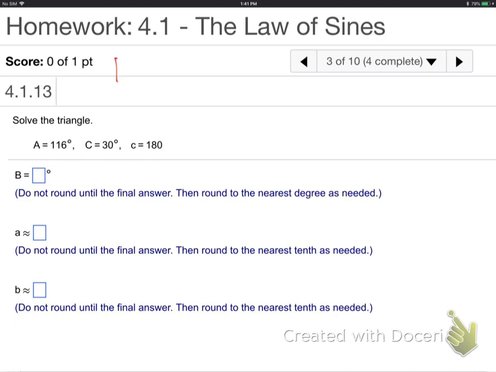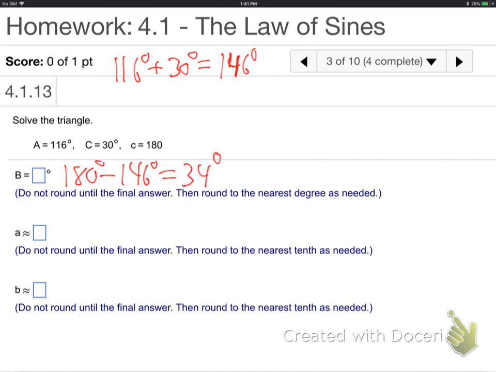So, say 116 plus 30, 146 degrees. So then take away from 180. So B is going to be 180 minus 146. What's that? 34 degrees. So angle B is 34 degrees.